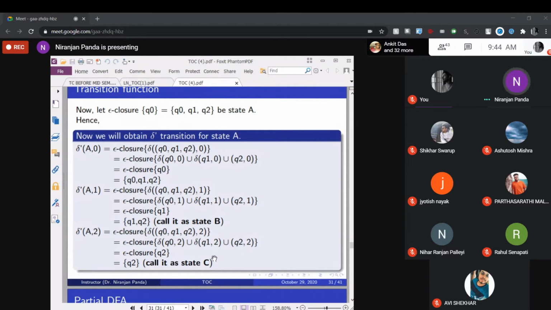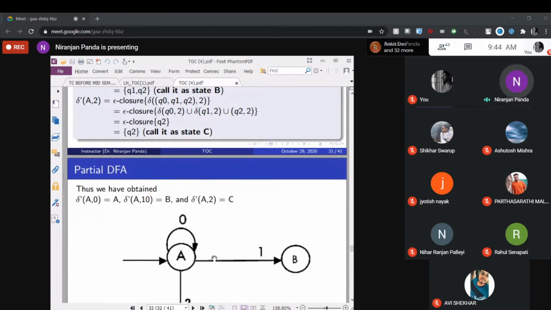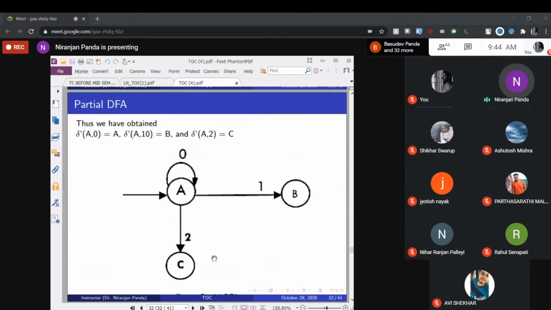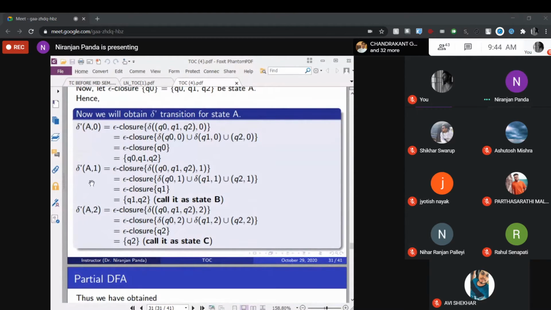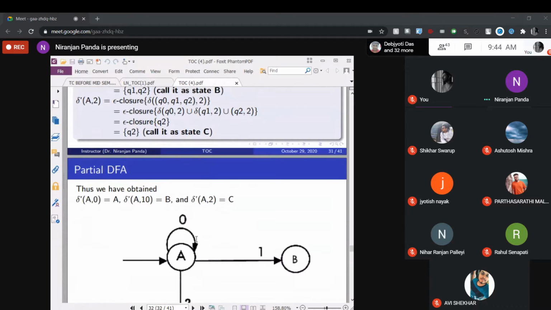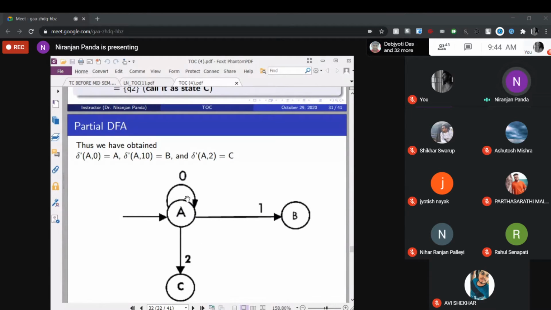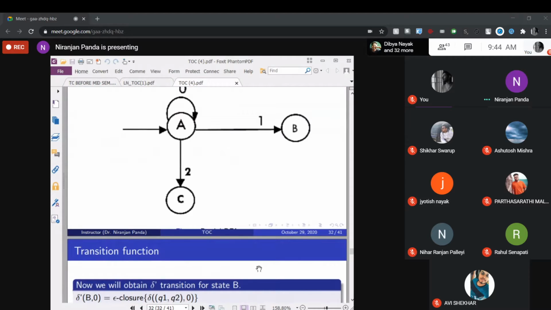As I got two new states B and C, I have to find out the transitions for B and C. Then moving on to the partial DFA, I got this much. Here you can see A with a 0 goes to A, A with a 1 goes to B, and A with a 2 goes to C.